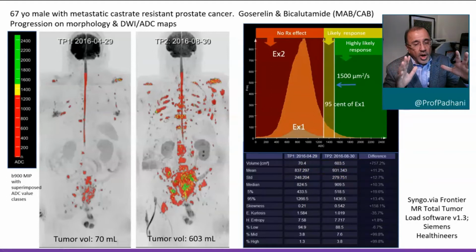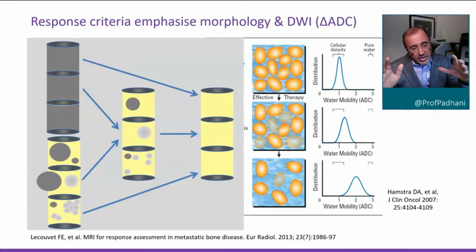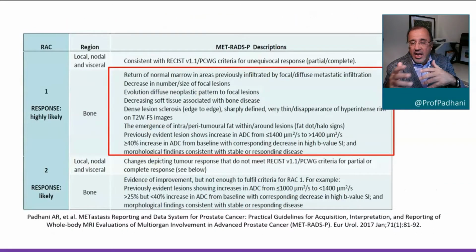Now, response assessment is quite different. Response criteria not only include morphological criteria, but also include diffusion criteria, specifically an increase in the ADC values. So if a lesion disappears, that is highly likely to be responding. If you get the deposition of intratumoral fat within metastatic deposits, that is response. But you'll also notice the presence of ADC criteria for response. So an increase in ADC values is responding disease.